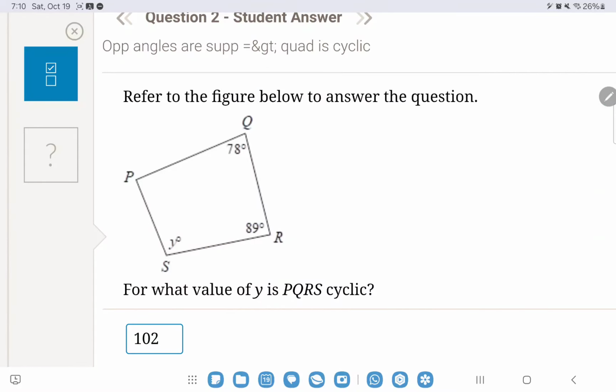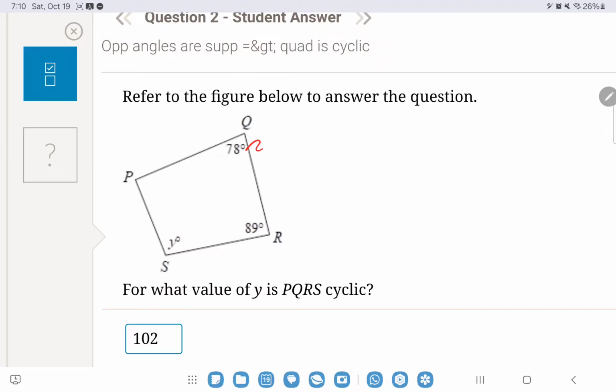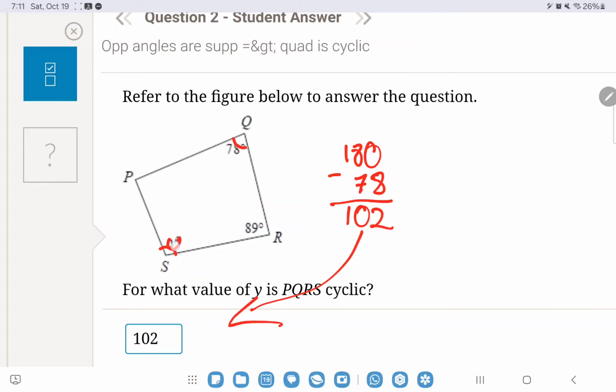Now it's telling you that this is cyclic. So what I just told you is when it's cyclic, opposite angles are supplementary. So you do 180 minus 78, and you're going to get 102, which is your value of y. It's really easy, this question. So let's move on to the next one.